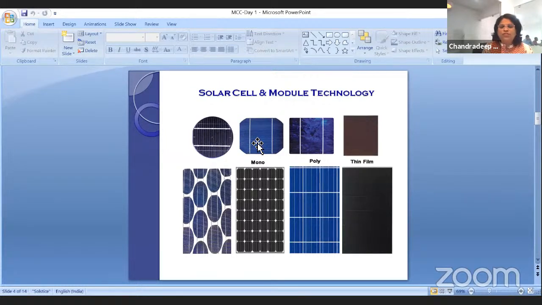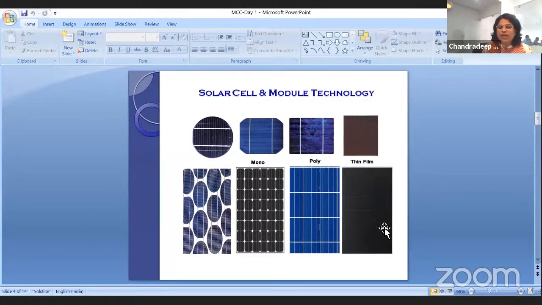If you find a module where the cells are either in round shape or octagon shape, we call it a monocrystalline solar module. And if the solar cell is in a square or rectangle shape, we call it a polycrystalline or multicrystalline solar module. Next, if you see a cell in a light chocolate brownish color and totally one cell, this module has only a single cell. We call this thin film. Some people say this is a Chinese module. No such module exists. This is another technology of solar.